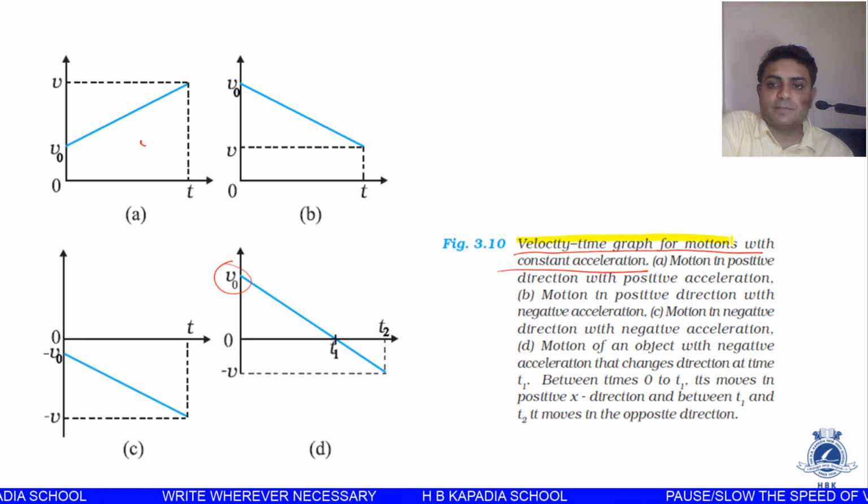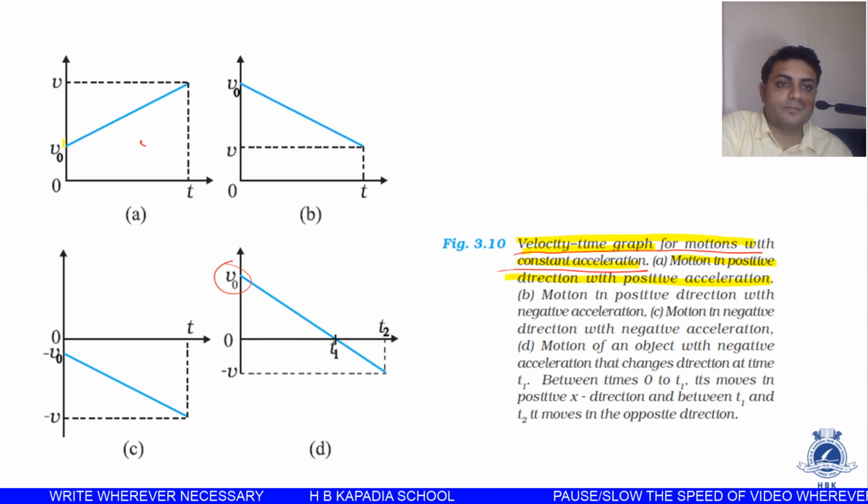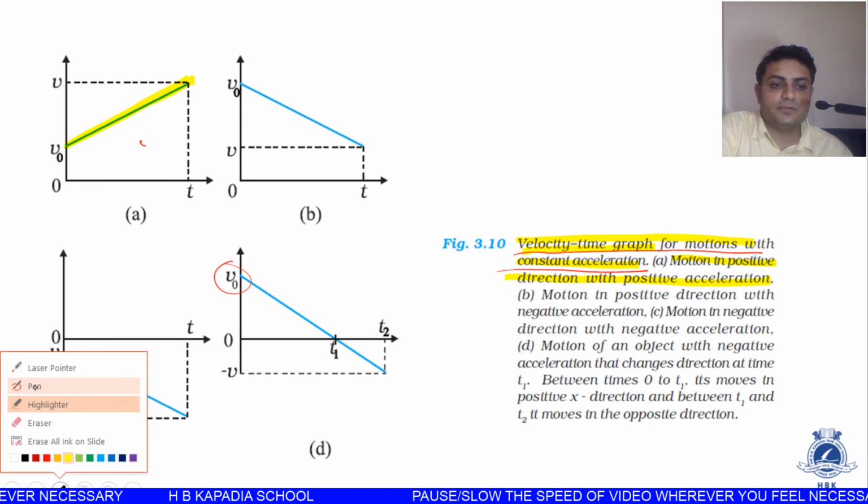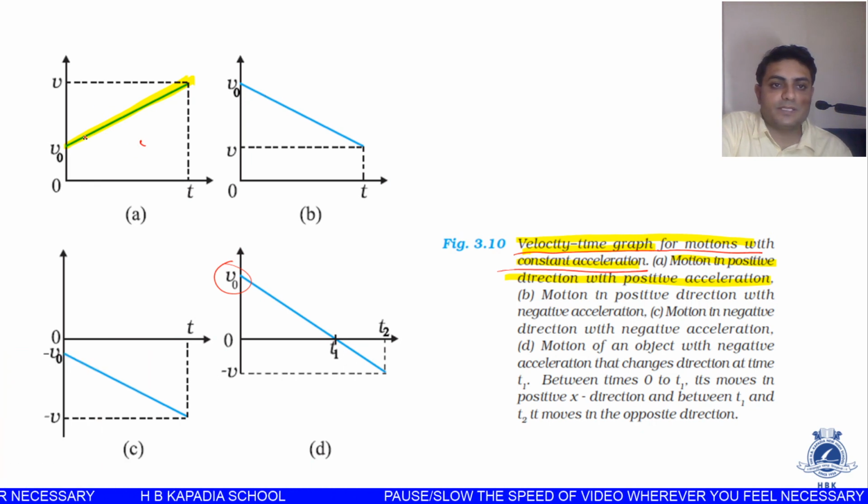So, velocity-time graph of motions with constant acceleration. Part A, it is a motion in positive direction with positive acceleration. See, this is the motion in positive direction, and in this case also the acceleration is positive. Why? Because the theta in this case, if we find out the angle theta for this particular case, then theta is positive. If we find out theta in this case, then the theta is negative.